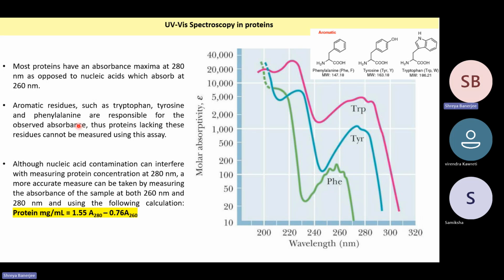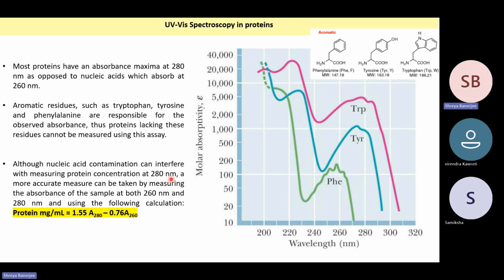So I was saying that whenever proteins have any one of these three aromatic amino acids, they will show a very characteristic absorbance peak at around 280 nanometer, a little bit shifted from 280 also. And the most intense peak you can see is for tryptophan.